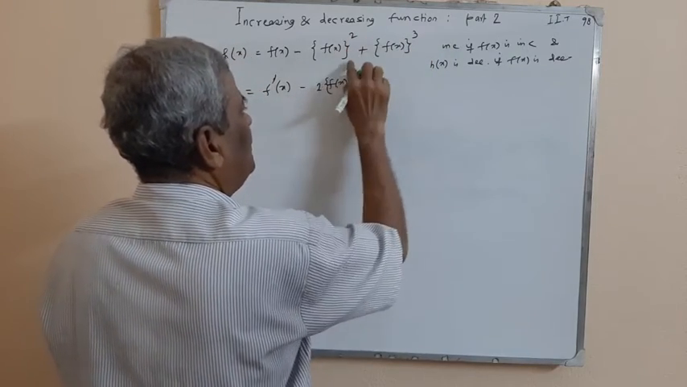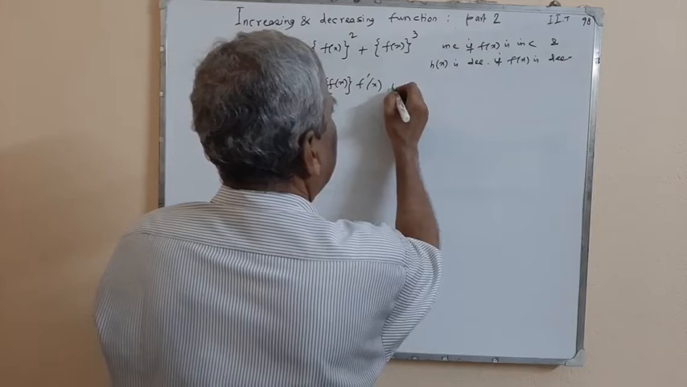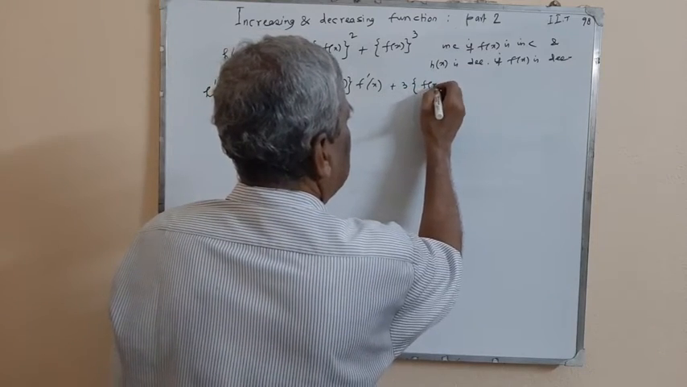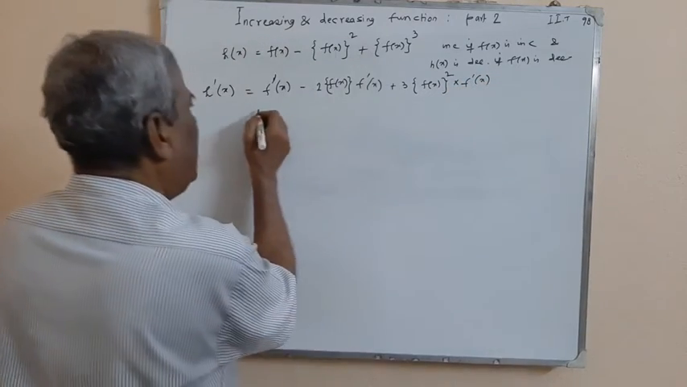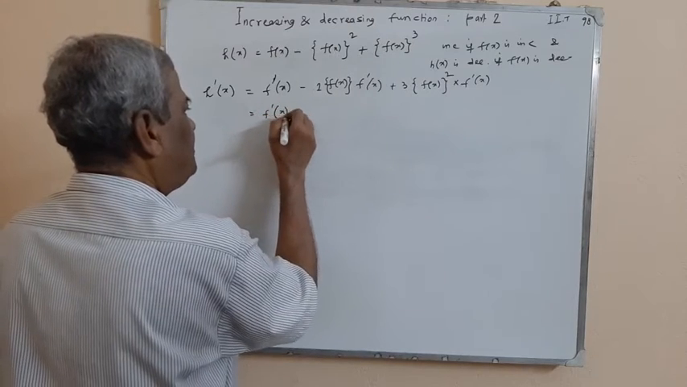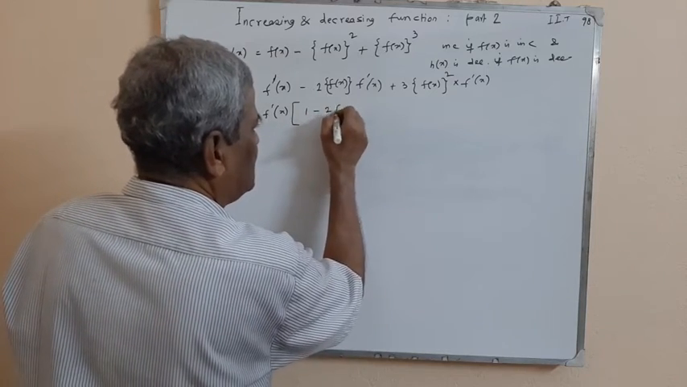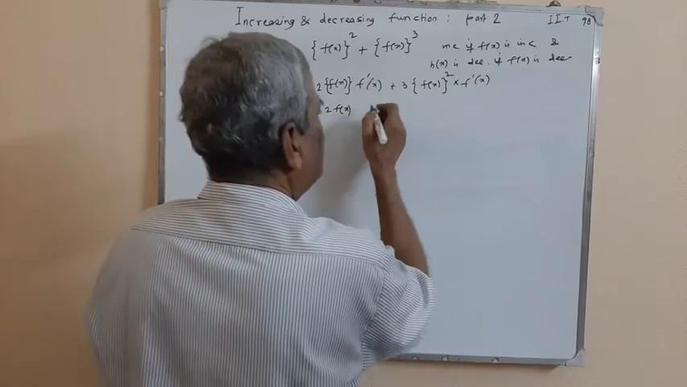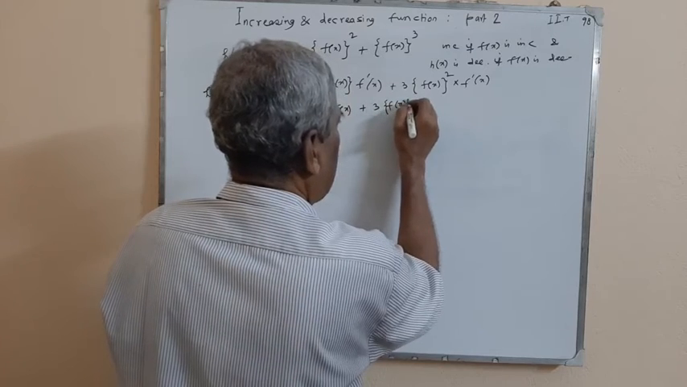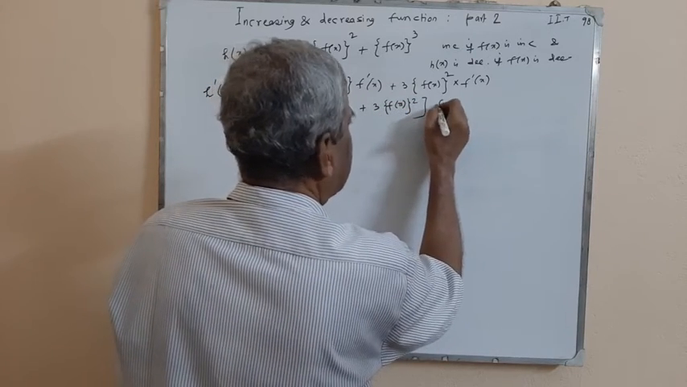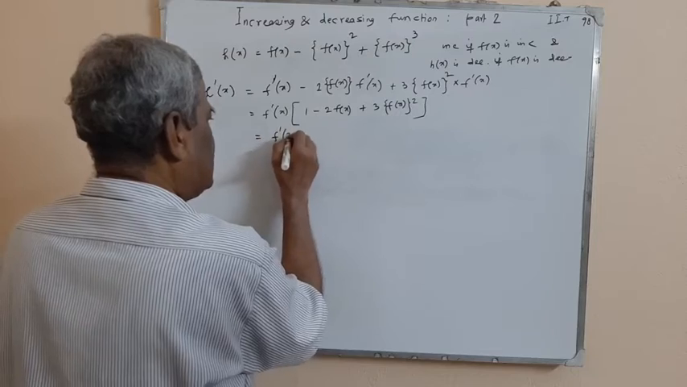Its derivative is 2 into f(x) to the power 1 into f dash x, plus 3 into f(x) whole square into f dash x. f dash x can be taken common: f dash x into 1 minus 2 f(x) plus 3 f(x) whole square.